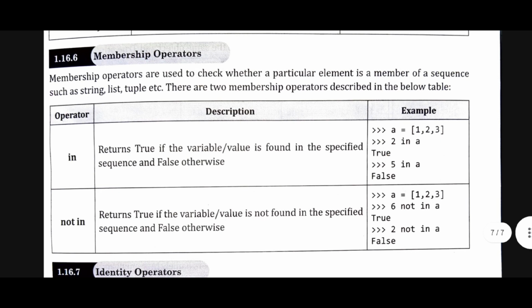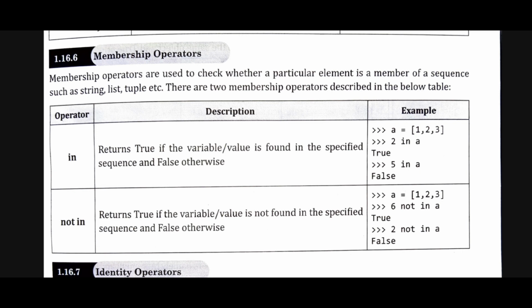Now we look on to the membership operators. Membership operators are used to check whether the element is in the string or the array. Suppose we have created an array or a string or a list or tuple, and we are assigning a few values to it. We use the in operator to check whether the value is inside the given array or the string.